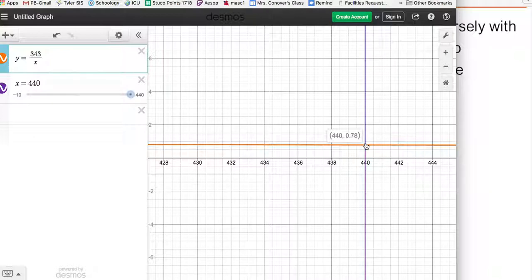Awesome, right? So totally up to you. I'm an algebraic person myself, but graphically, obviously, just as valid. However, on the test, you have to do it algebraically.